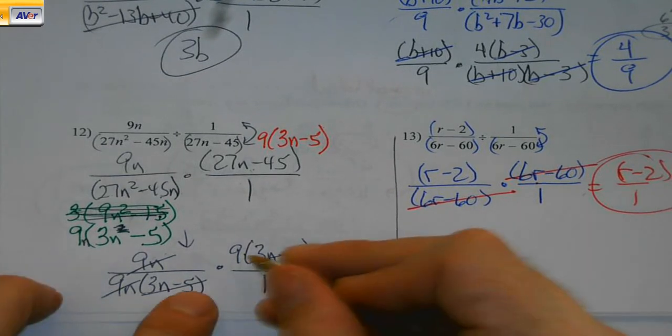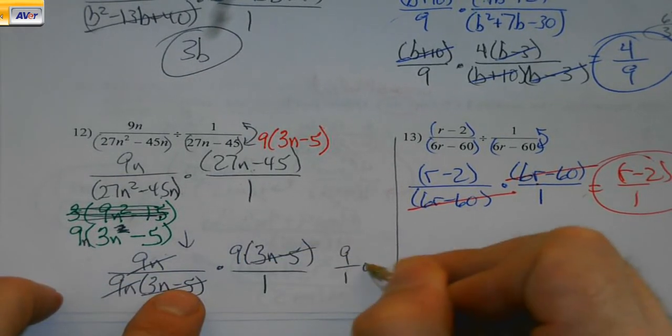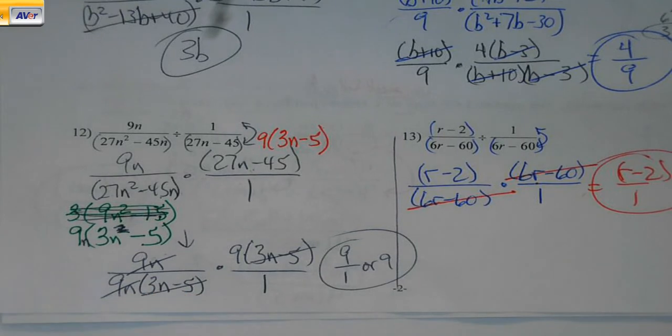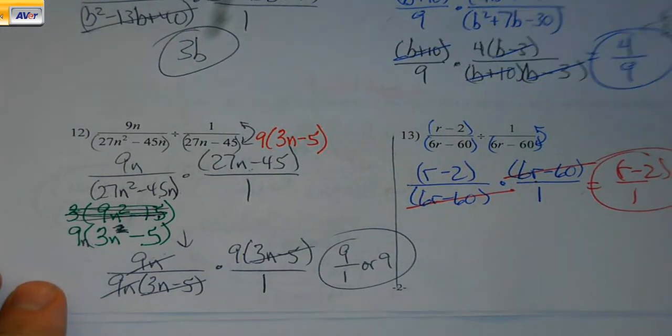So at this point, I look and I'm like, what do I got left? I got 9 over 1, or 9. Okay, I'm good. And so I've got to watch for those things. Okay? It can be those little things. Now, sometimes you may get a difference of squares, but that's what you've got the help sheets for.